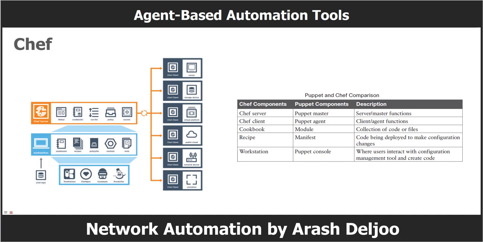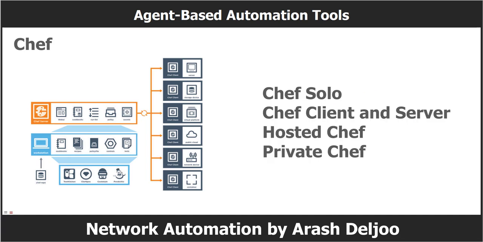The Chef server can be hosted locally on the workstation, hosted remotely on a server, or hosted in the cloud. In addition, all the components can be within the same enterprise network. There are four types of Chef server deployments: Chef solo, Chef client and server, hosted Chef, and private Chef. With Chef solo, the Chef server is hosted locally on the workstation. The Chef client and server is a typical Chef deployment with distributed components. With hosted Chef, the Chef server is hosted in the cloud. And with private Chef, all Chef components are within the same enterprise network.